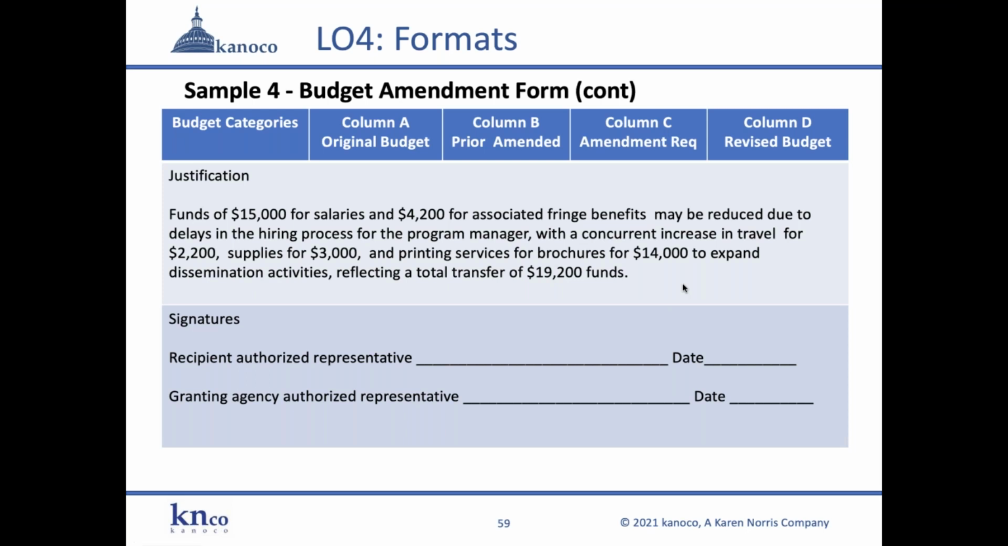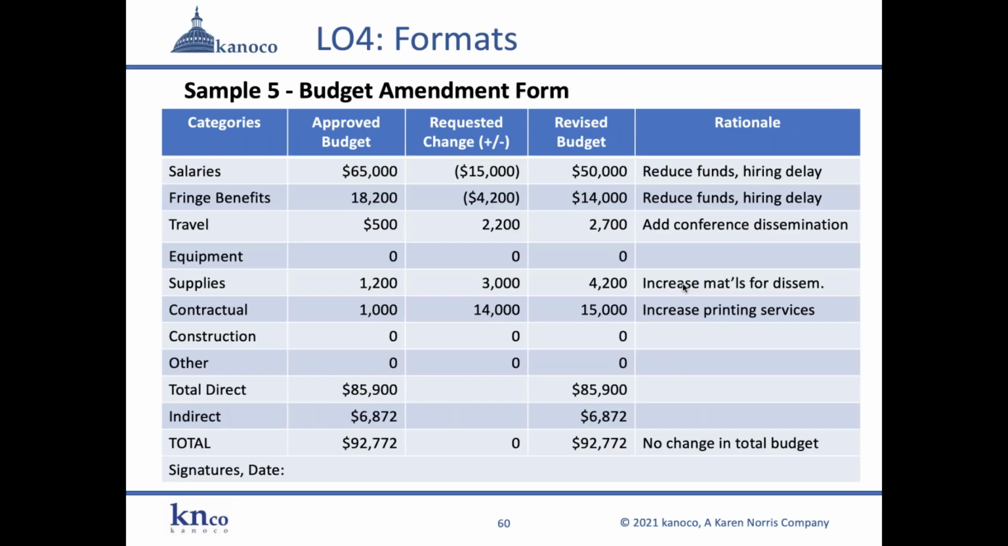It's accurate, it's clear, it's easy for the awarding agency and any of the internal financial offices to see exactly what is being changed. Now, here is a similar example, but instead of having the justification at the bottom, they have a rationale at the end of each line. So you start off with the approved budget, and then you have the requested change, and then you have the revised budget, and then there's an explanation at each line item. And of course, you have room for the signatures at the end.